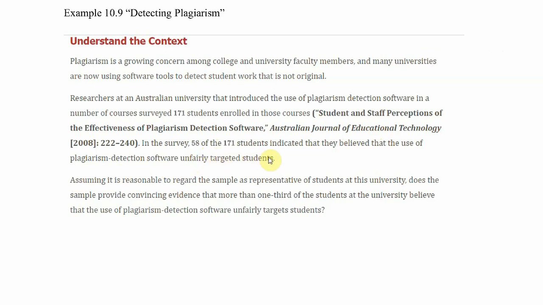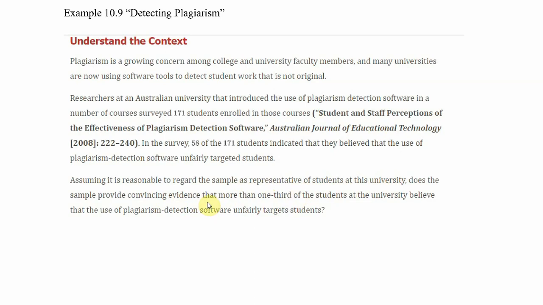unfairly targeted students. So this is going to be our sample proportion. We have a sample of 171 students, 58 of whom believe that the use of that software was unfairly targeting students. Assuming it is reasonable to regard the sample as representative of students at this university, does the sample provide convincing evidence that more than 1/3 of students at a university believe that the use of this software unfairly targets students? So this is what they're asking us about. Is there evidence that more than a third? That's telling us how to set up our hypothesis statement.